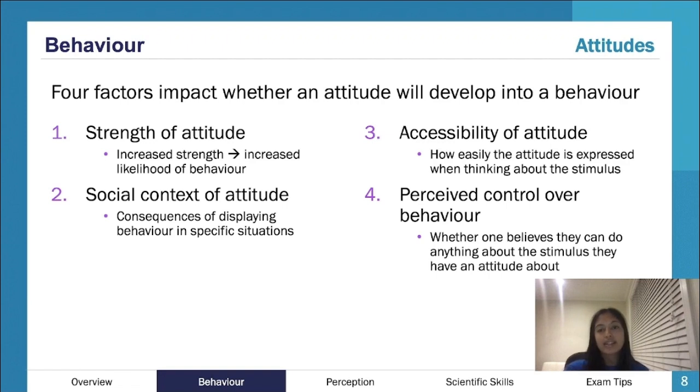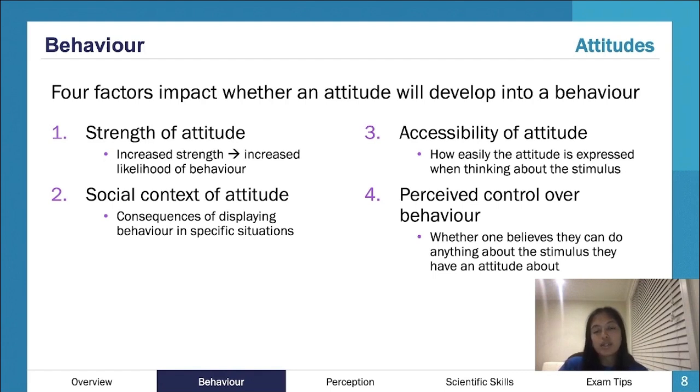Number 3, we're looking at the accessibility of the attitude. This might sound a little strange, but it's basically how easily the thought comes to mind, how easily your attitude is expressed. Again, with the climate change example, if someone is discussing it or the topic comes up, you instantly think of the specific attitude that you have on it. That links to strength, how passionate you are about something. Whereas if you don't really care, you might think something should be done about it, but it doesn't come to mind as quickly. That's accessibility.